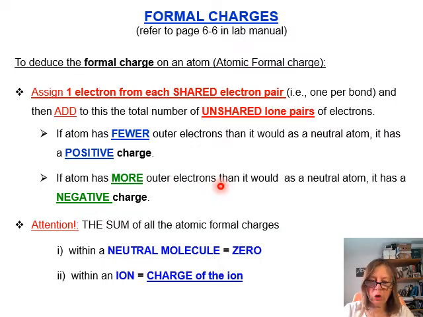Pay attention. The sum of the atomic formal charges has to match the charge of the molecule. So if we're looking at a neutral molecule, the sum of these atomic formal charges has to be 0. If we are looking at an ion, the sum of the atomic formal charges has to match the charge of the ion.